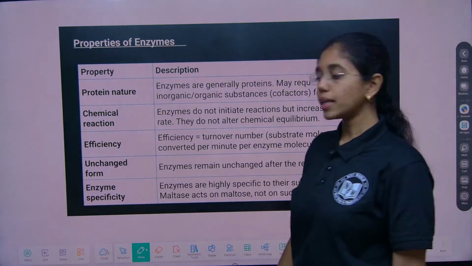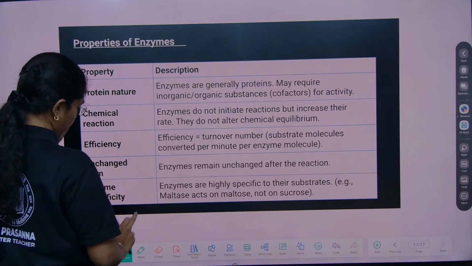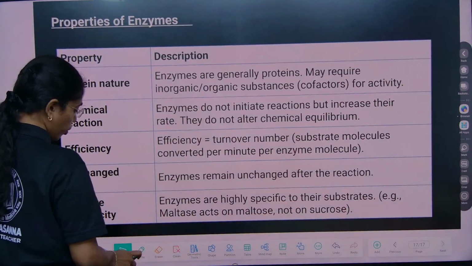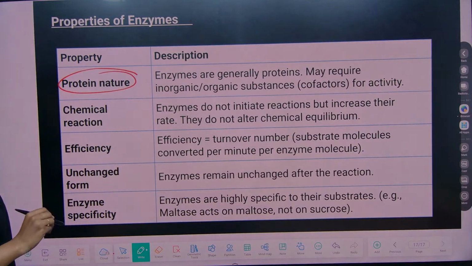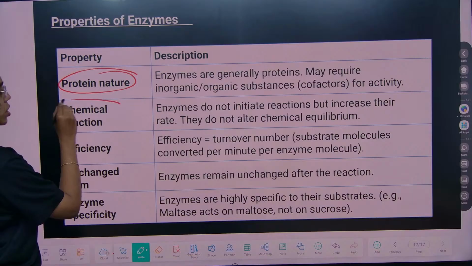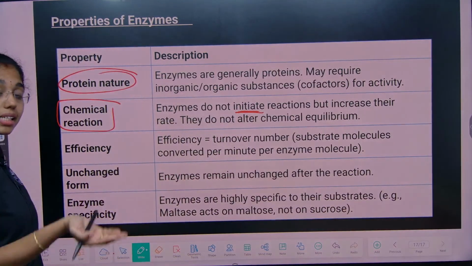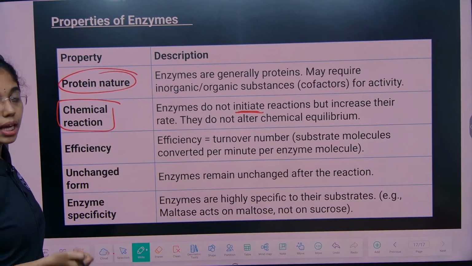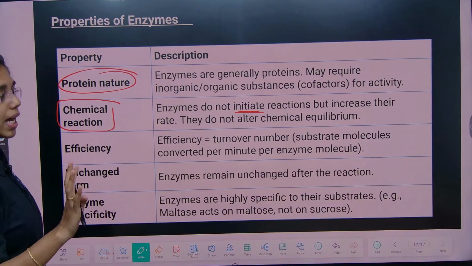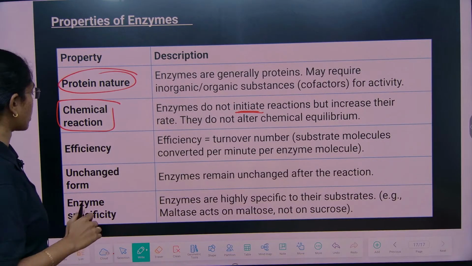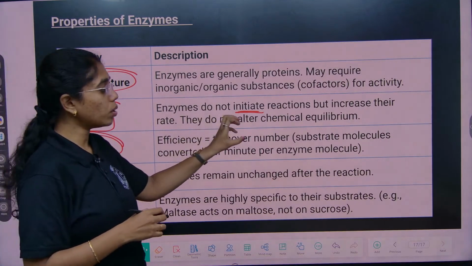Now, what are the properties of a biocatalyst, that is, an organic catalyst? Very important. First is protein nature. I said all enzymes are proteins, okay. And then chemical reaction. Enzymes themselves do not initiate the reactions, but they increase the rate of the reaction. They will increase the speed, accuracy and rate of the reaction, but enzymes are not the starters of the reaction. Next is efficiency. Efficiency is equal to turnover number.